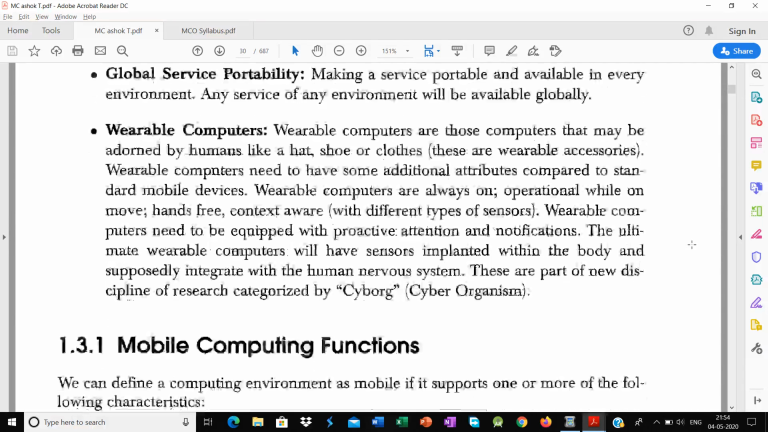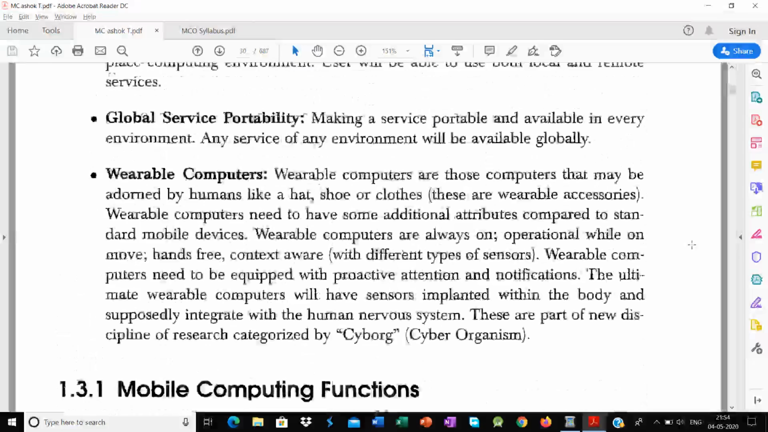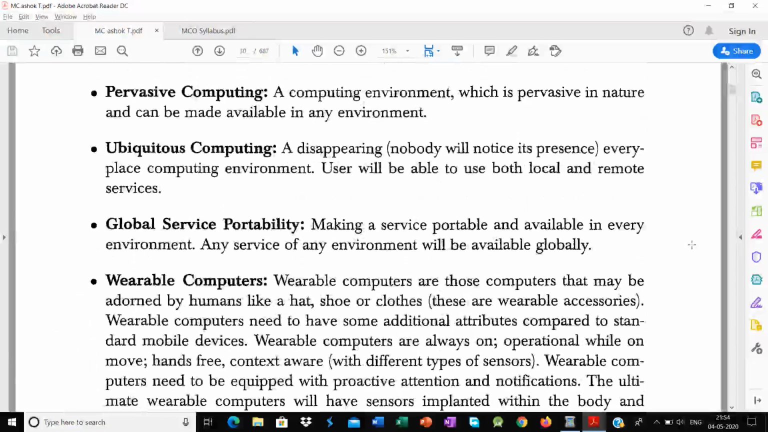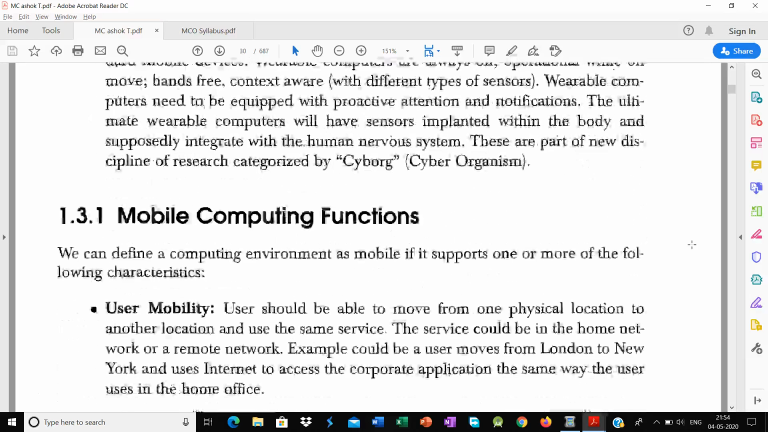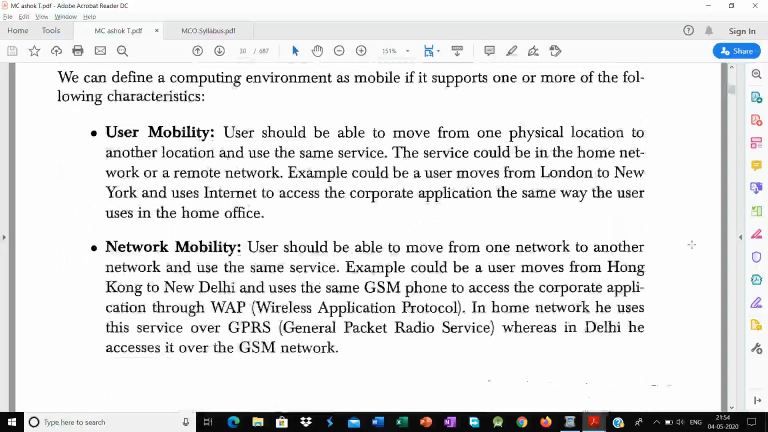Cyborg is nothing but the cyber organism. So these are the various names given to mobile computing according to their functionality. Then what is the actual function of mobile computing? Mobile computing supports the following characteristic, that is user mobility. You know that very well. When a user moves from one physical location to another, the same services will be provided to you.